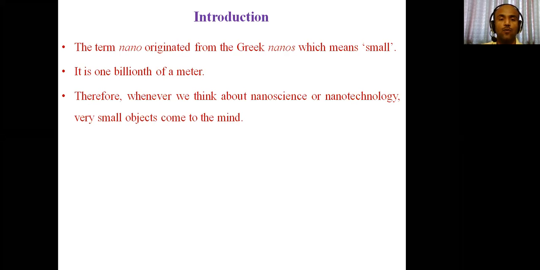The term nano is originated from the Greek word nanos, which means small. It is exactly 1 billionth of a meter. And when we discuss nanoscience or nanotechnology or nanomaterial, then a very small subject comes to our mind.